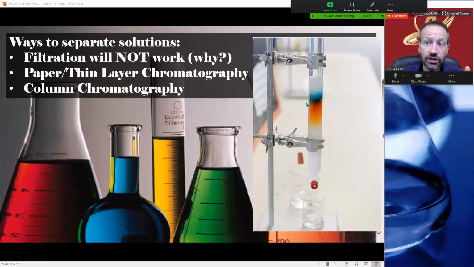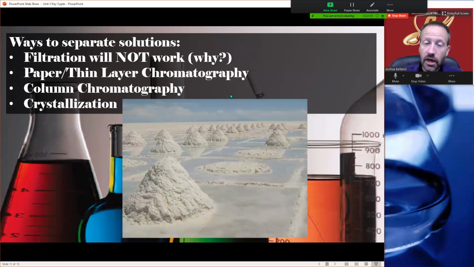So thin layers, intermolecular forces; column chromatography, intermolecular forces. A way to separate when we have a solid that's been dissolved in a liquid is to evaporate the liquid. So here is just a picture. I mean, this is the way we get sea salt.